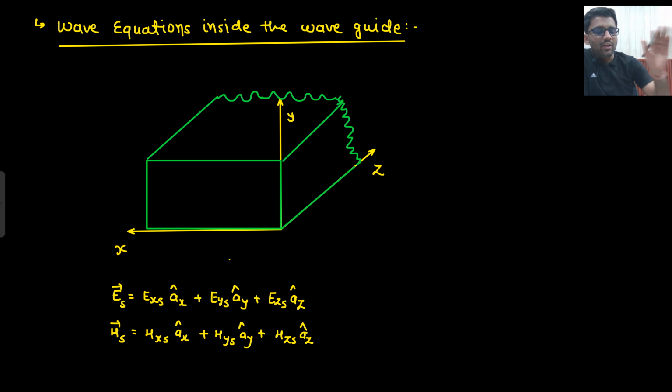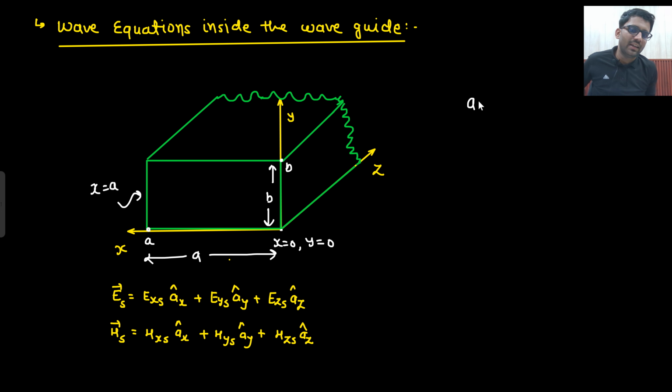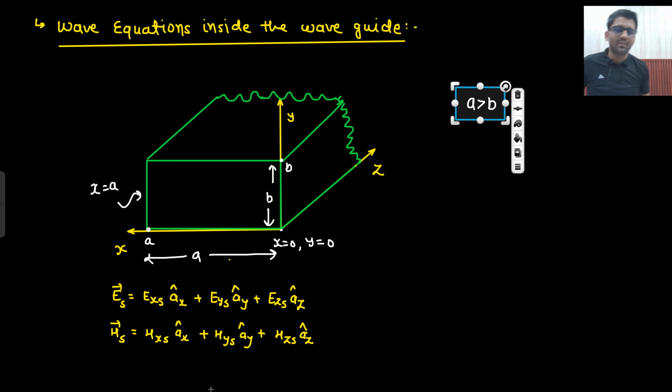We will see the wave equations, the wave equation inside the waveguide. So inside the waveguide, what do we name this? x equals 0 and y equals 0 as well. This point is x equals a. So the equation of this surface is x equals a, and this point is b. Basically this width is a, and this length you can call b. Usually a is greater than b. Always remember this thing, that a is greater than b.